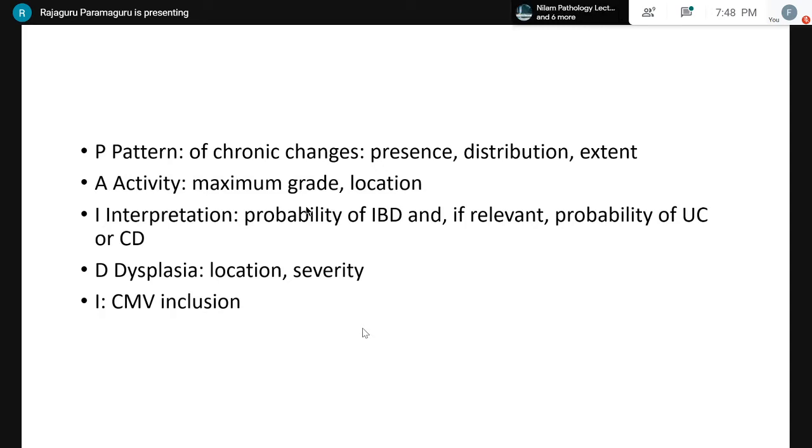Then you have to give your interpretation, that is whether it's IBD or not, first of all. And then you favor ulcerative colitis or Crohn's disease. Then D for dysplasia. This is useful mainly when it comes to a diagnosed case on follow-up. And then again, a CMV inclusion check is for a patient on treatment. Very rarely, certain cases of CMV colitis can show changes similar to ulcerative colitis with chronic active changes.